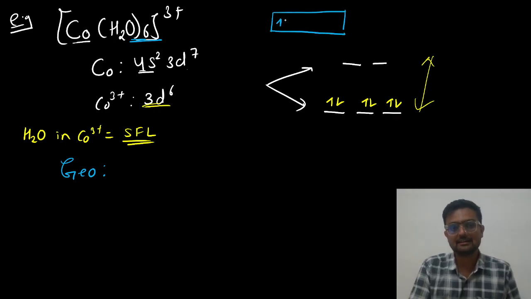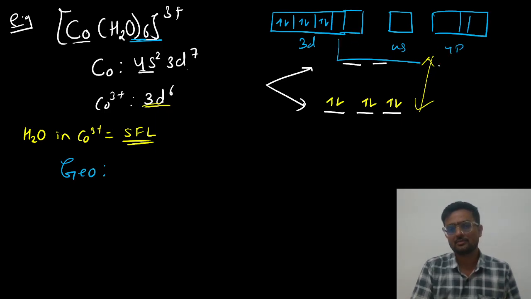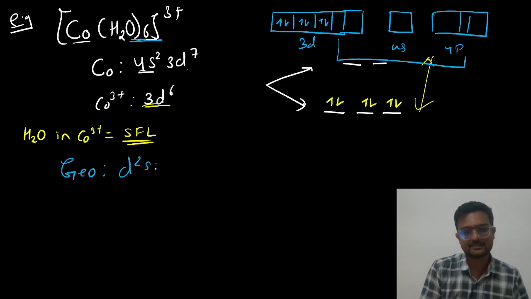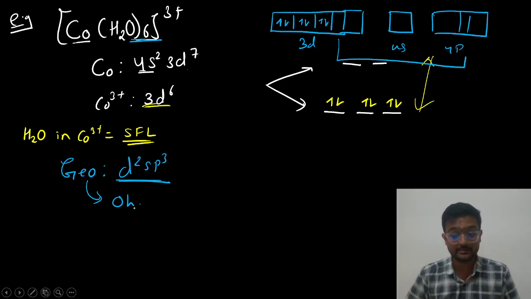It is a strong field ligand. I'll write 1, 2, 3, 4, 5, 6. 2 d orbitals are empty. 1s, 3p, right? So this is 3d, 4s, 4p. So the hybridization is going to be d2sp3. This is my hybridization, okay? If the hybridization is d2sp3, what geometry will come? The geometry will be octahedral.